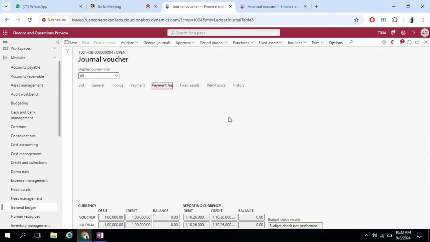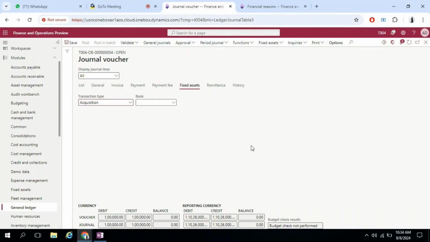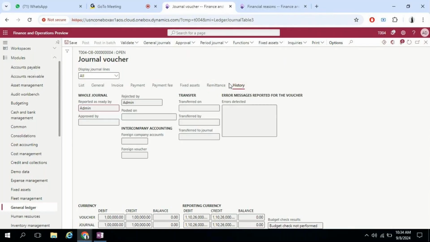Then there is a payment fee. Inside the payment fee, if there is any fee going to be added on this particular one, then we can use this particular fee ID. I will come back to it later. Then there is a fixed asset. If the general journal is utilized for acquisition of any fixed asset, we will see that in the fixed asset module. There is a remittance. Remittance means you are sending an instruction to your vendor that this needs to be credited to your bank account. So remittance location and address you can utilize, but this is not available for the GL module.